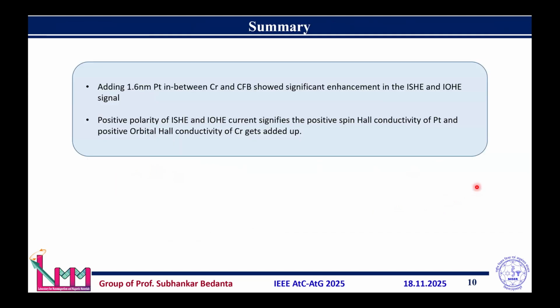In summary, putting a very small thickness of platinum significantly enhances the measured signal, and the polarity of the signal is positive, which signifies platinum's inverse spin Hall effect. When the spin angular momentum gets pumped from the ferromagnet to the platinum, a small amount of it is converted to inverse spin Hall effect voltage, and the rest is converted into orbital current and injected into the chromium, where it is converted to charge voltage by the inverse orbital Hall effect, and these get added up.